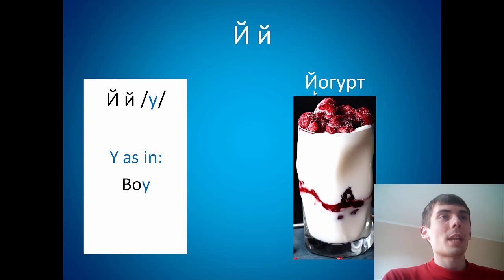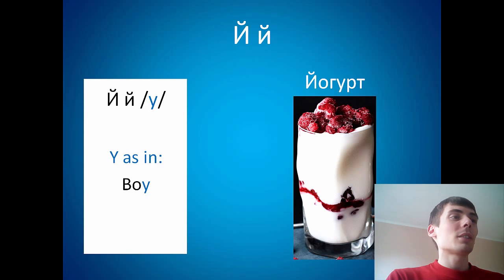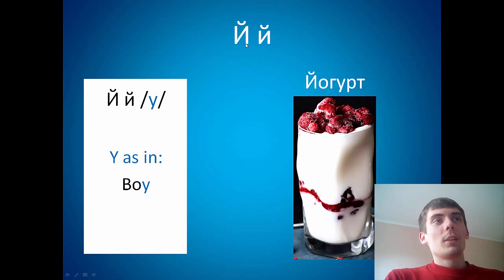Okay, here is the next sound, and it's Й. It's short, shorter than the previous one. Й, as in English, boy. And in Ukrainian, йогурт. So you see, they are very similar to the previous one.